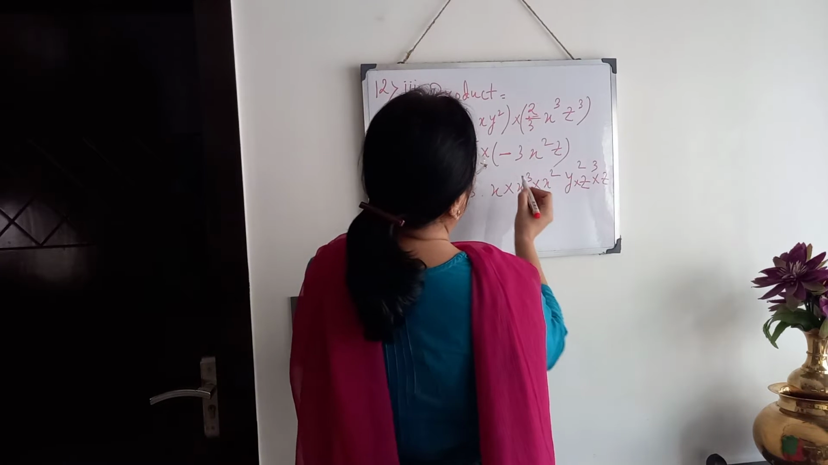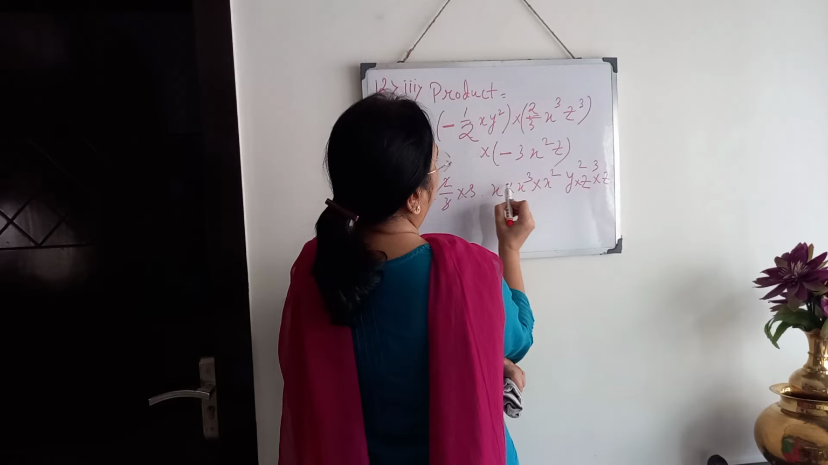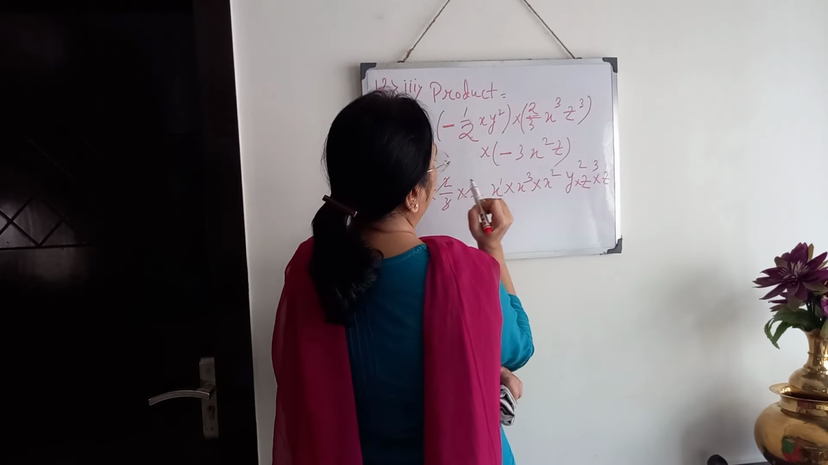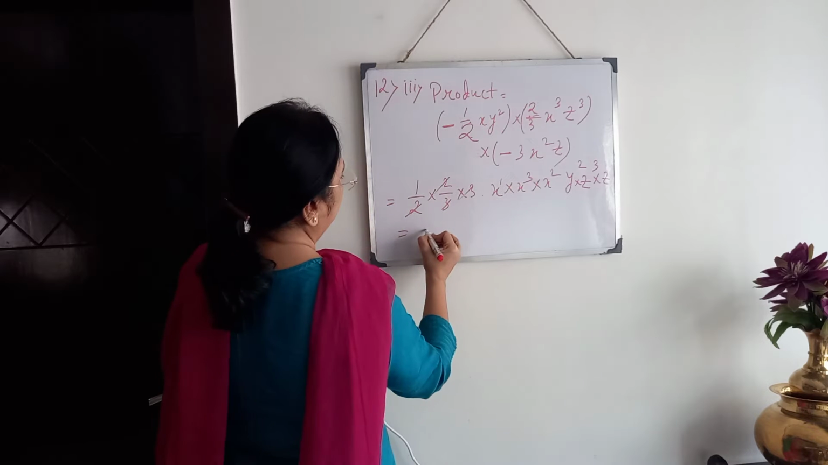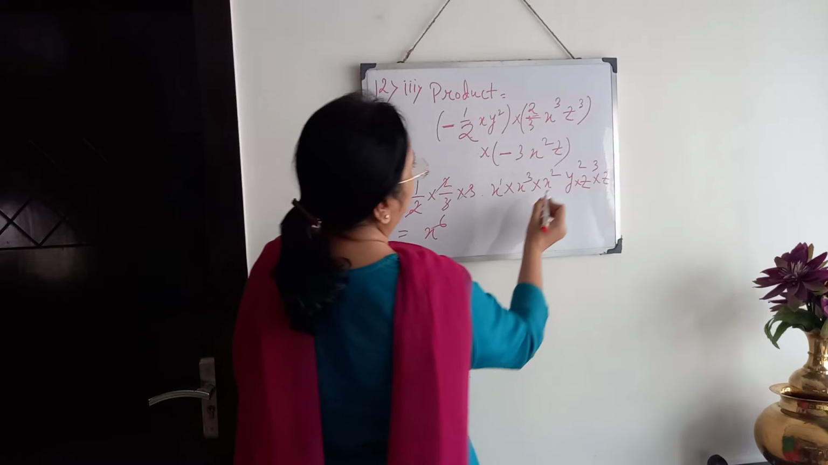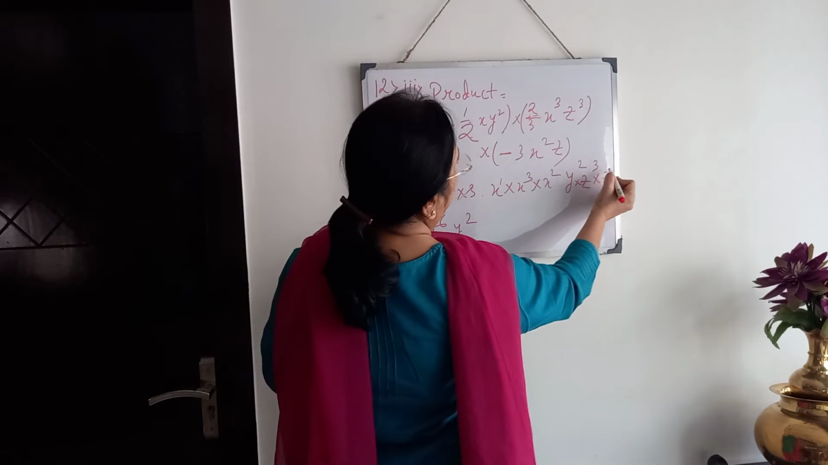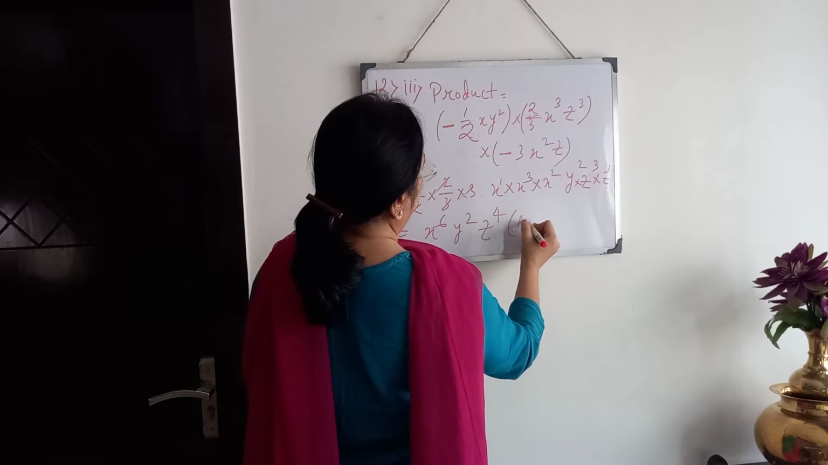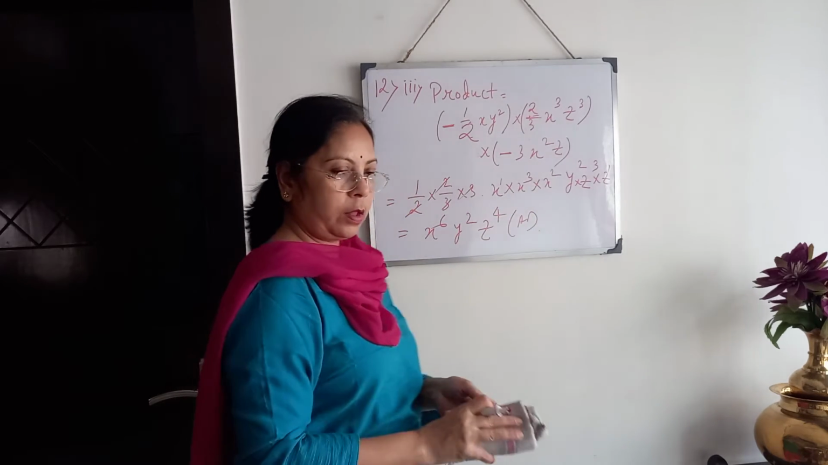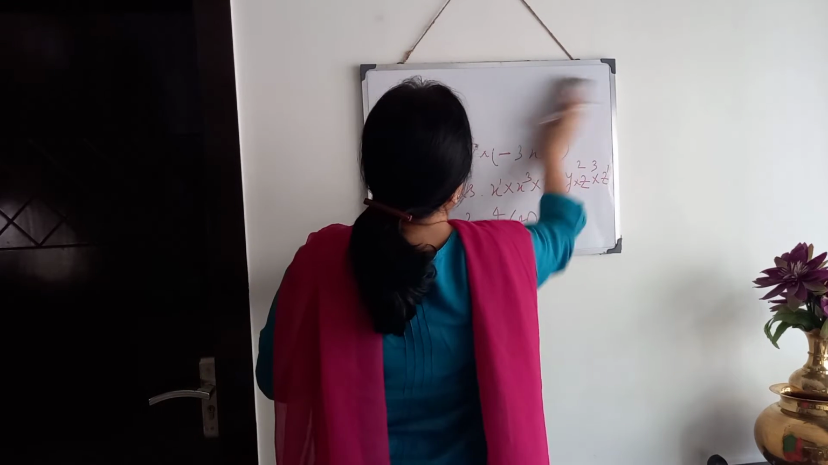Now I have told that in case of multiplication, powers will be added. If there is nothing, it means there is 1. So what will be that? 3 plus 2, 5, plus 1. It will become x to the power 6. y, there is no y related term. And z, there is 1. So 3 plus 1, 4. This is the answer. Clear? This is the product.